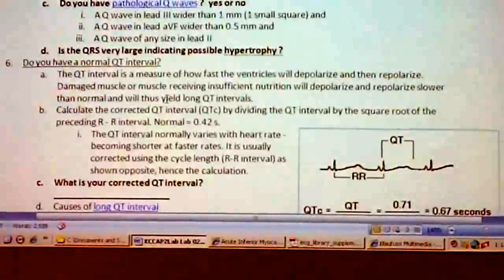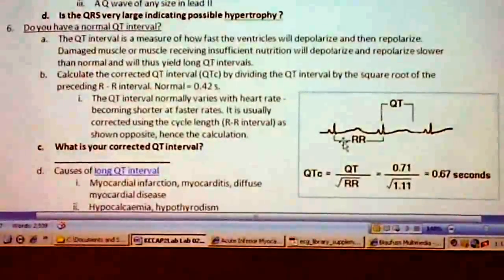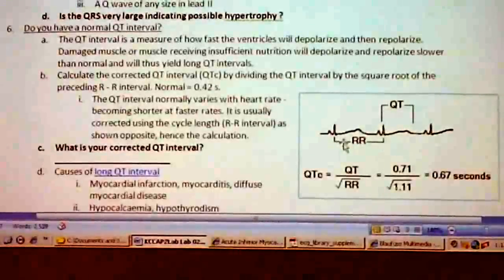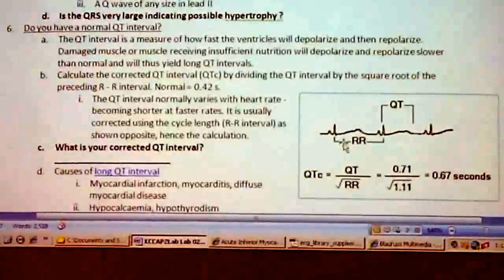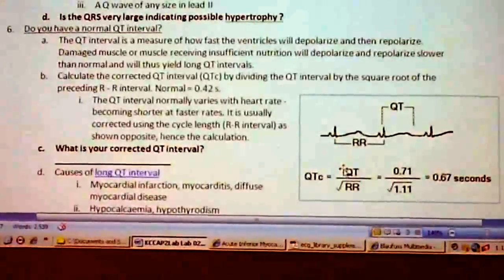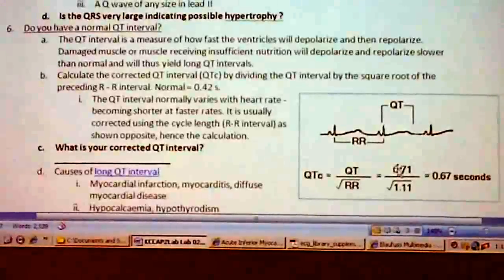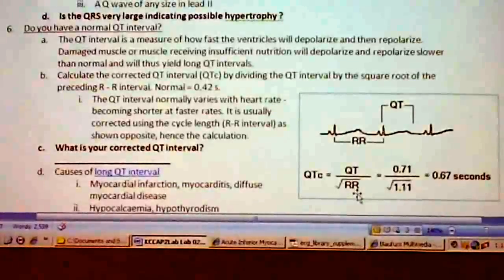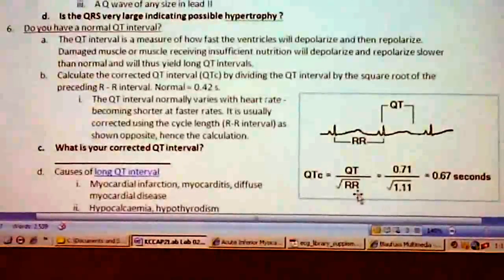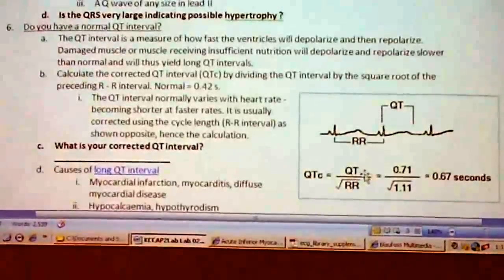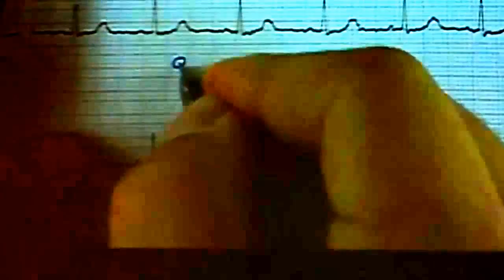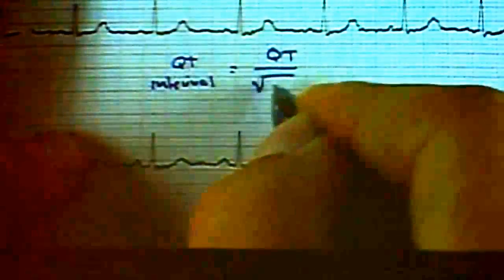The tricky thing about the calculation is the QT will shorten and lengthen slightly with heart rate. And so you need to judge the QT interval based on the overall heart rate, which means the RR. So our calculation is down here. We've got to take our QT in seconds, which means we multiply small blocks by 0.04, and divide that by the square root of the RR duration, which means we take the small blocks between an R and R. So the equation for the corrected QT interval is QT divided by the square root of RR.